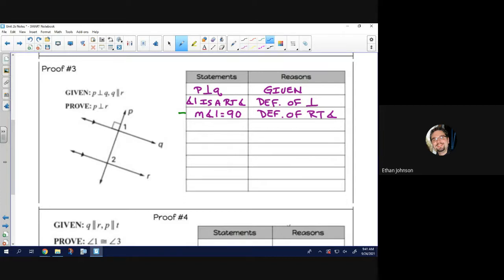Well, we have a second given. Second given says Q is parallel to R. Because we said these two lines are parallel, that unlocked our 4 options. So I want to look at my diagram and see what relationships we have. Well, we only have 2 numbers, and the relationship between those two would have to be corresponding angles. They're in the same location. So I can say angle 1 is congruent to angle 2 because of corresponding angles.